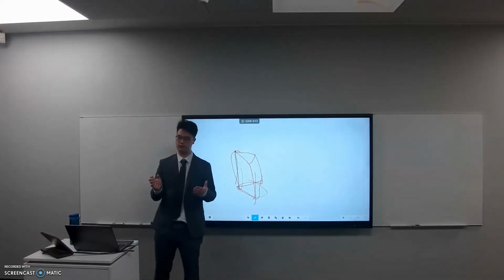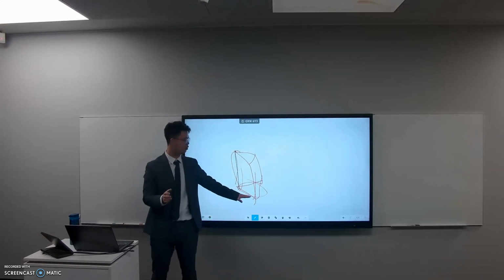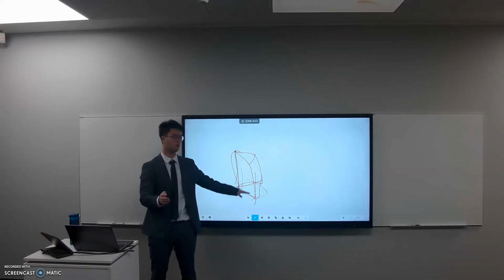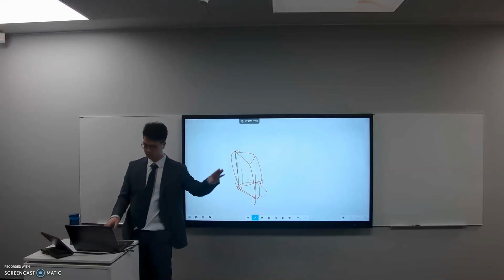This is how we deal with prisms. It's literally a pile of two-dimensional shapes building up. That's the definition of a prism.